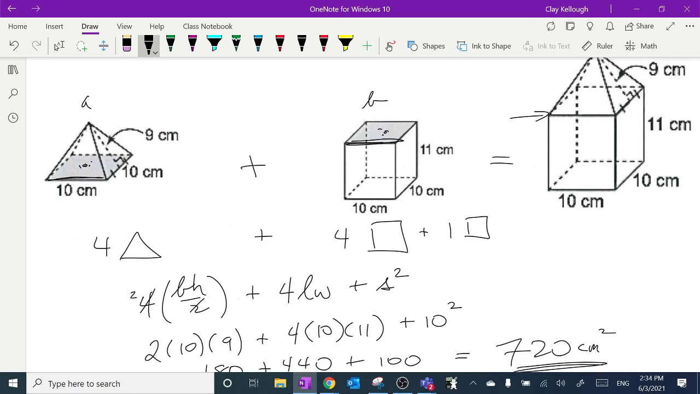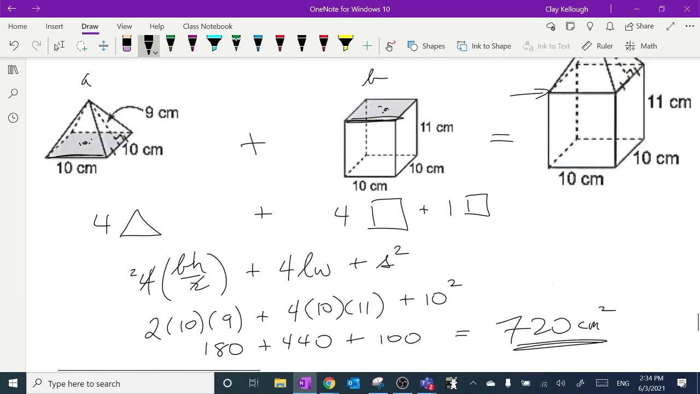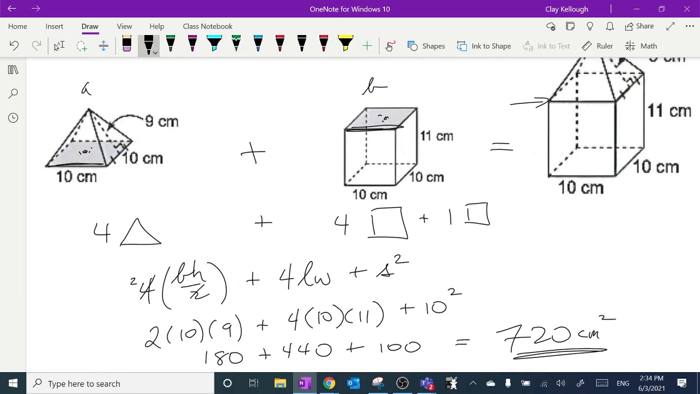All right. Now, I'm actually missing one of these numbers. What do I not know? I actually don't know the height of the pyramid. Right? The height of the pyramid is not 9. 9 is the height of this triangle. I need, let me do it in red, I need that length there, correct? So we're going to have to find that height.